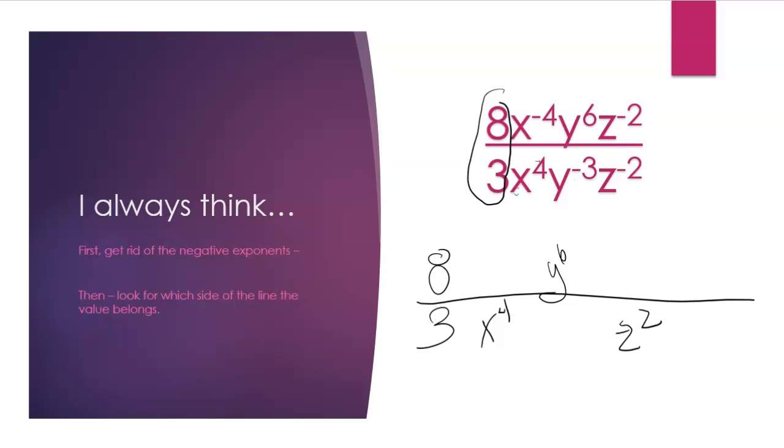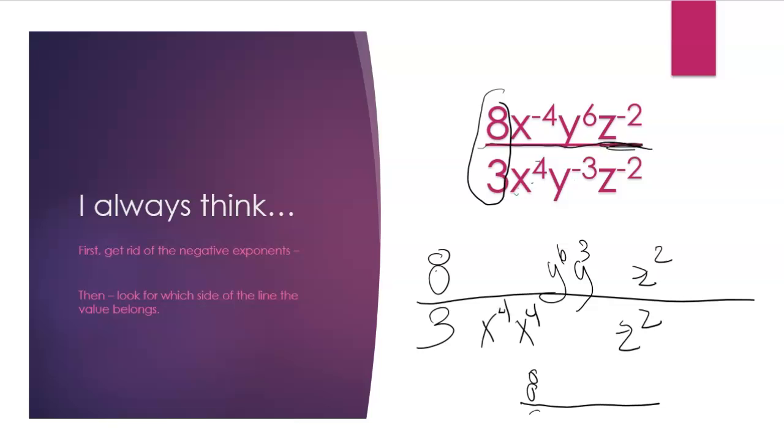Here we have x to the 4th, it's positive, it's on the bottom, it's going to stay on the bottom. It doesn't go anywhere if it has a positive exponent. Y to the negative 3. Oh, that's a negative exponent, so it needs to go across the magic line, right? There's the line. Y cubed. Z to the negative 2. That has to go across the line too to get rid of that negative. Z squared. Okay, so let's do our multiplication.